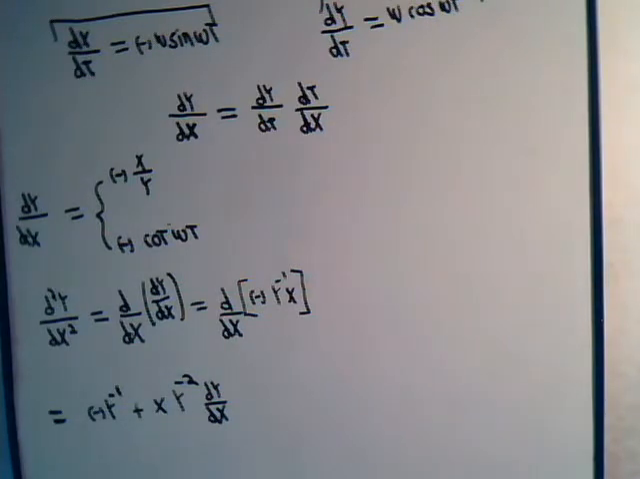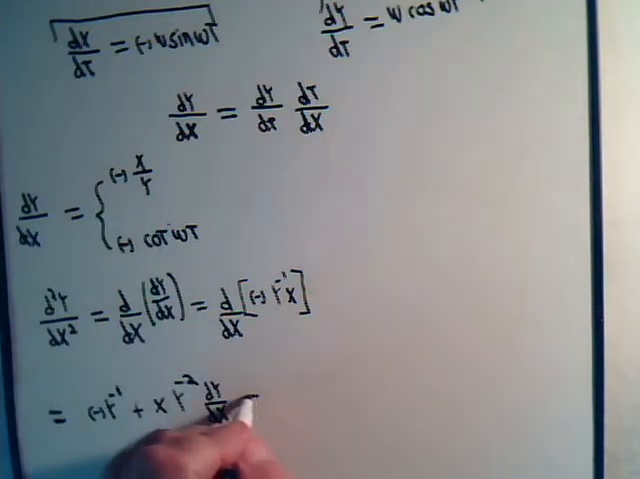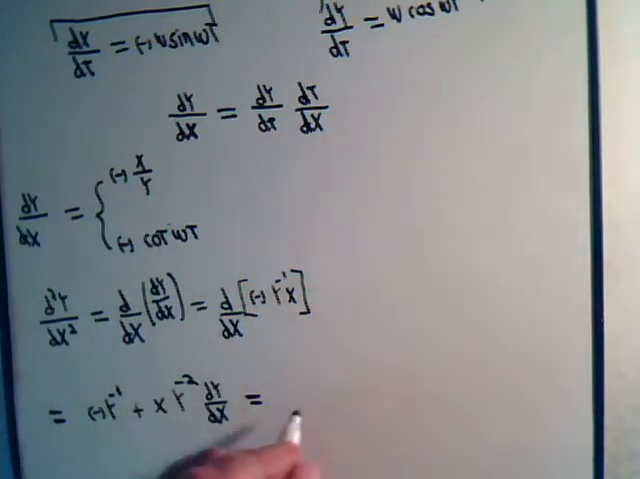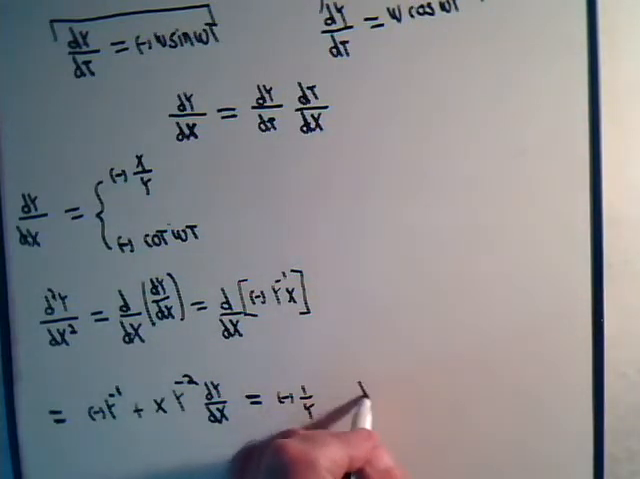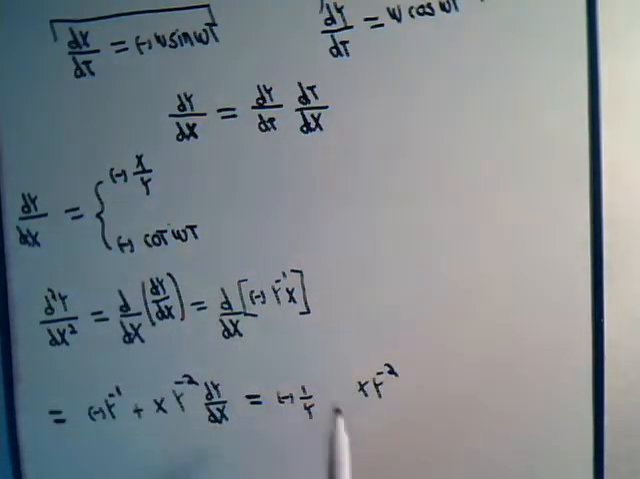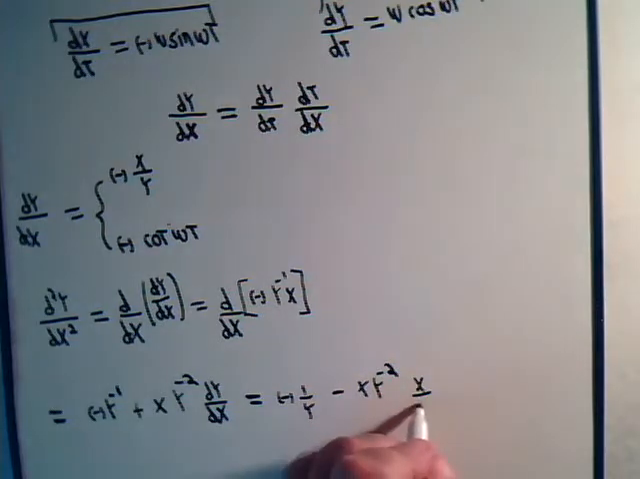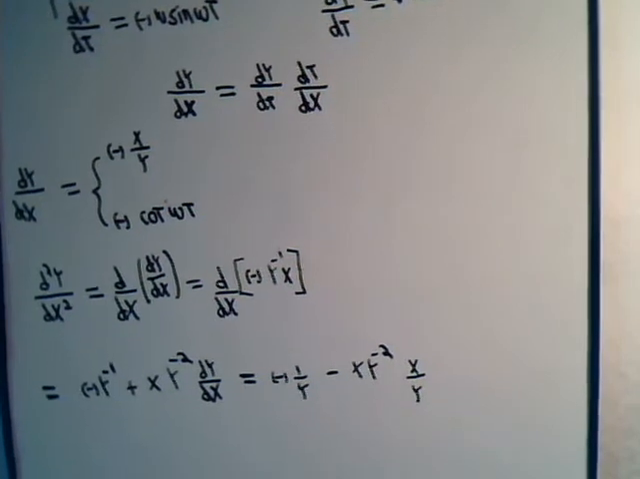And what is dy/dx? That's this. So this will equal minus 1 over y, and then we're going to have x times y to the minus 2 times dy/dx, and that's a negative sign. So that's going to make this minus this quantity times x over y. So let's see what this takes us to.